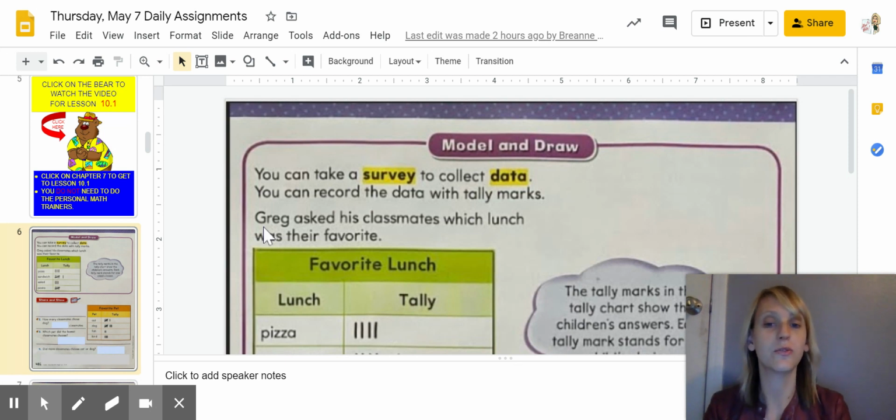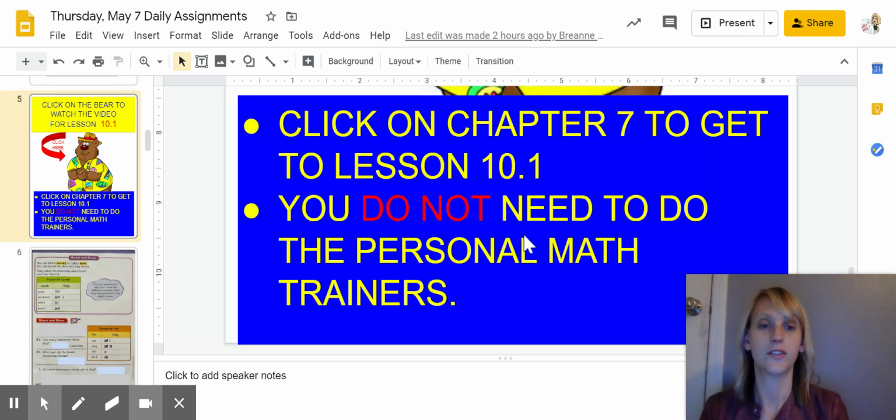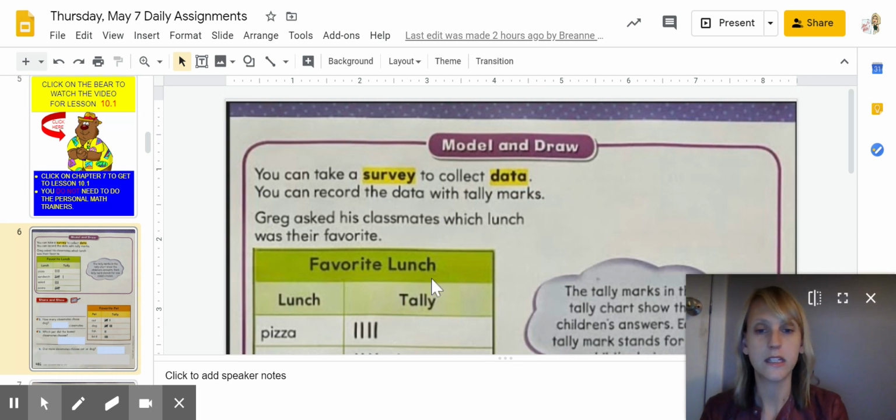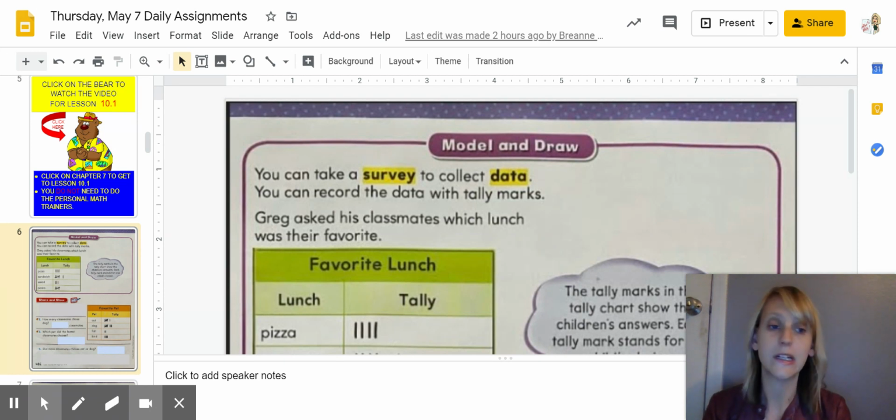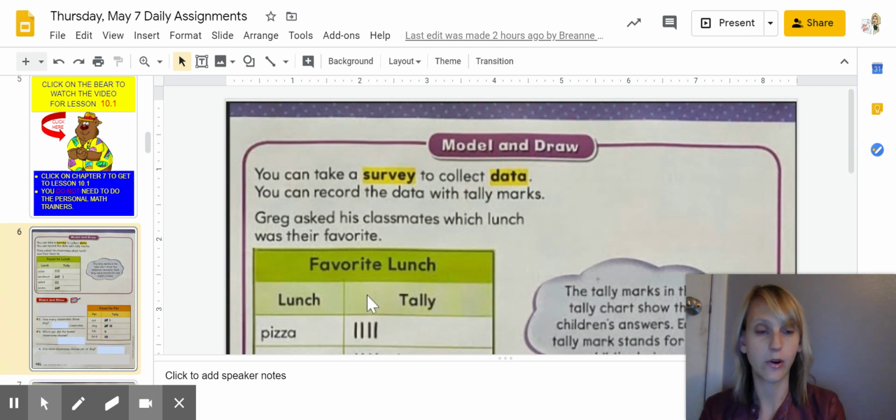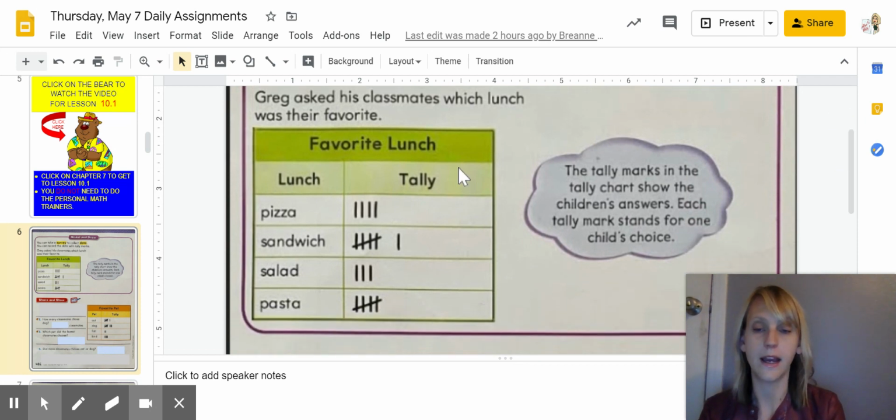So I'm going to show you here from Greg. Greg asked his classmates which lunch was their favorite. The title here is favorite lunch because that's his survey. That's what he's asking. Notice you have a couple of columns. In the first column, you have lunch, and under lunch we have a lot of food options: pizza, sandwich, salad, or pasta.